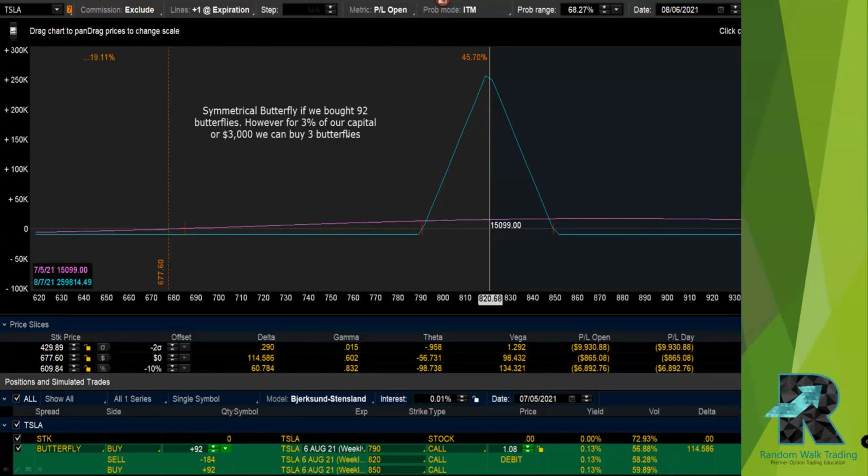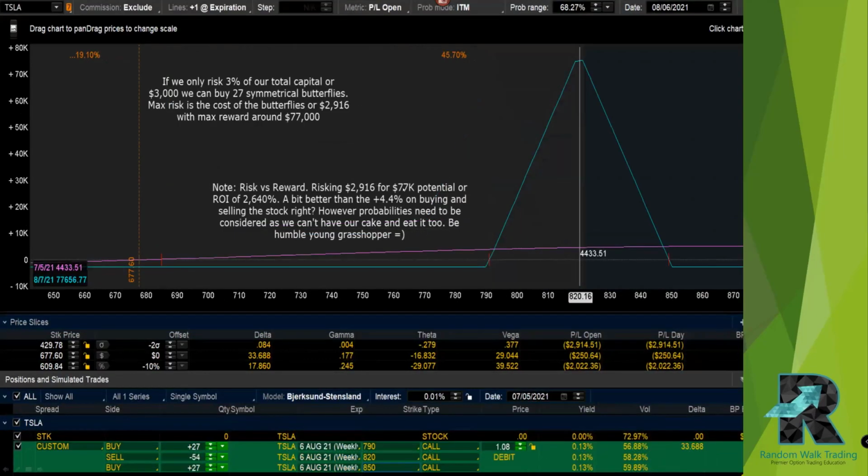But if you were to do 92 butterflies at $1.08, you're going to tie up about $9,500 to make a theoretical 250. It's a small chance, but you can see the power of the butterfly from a risk reward standpoint. We're only going to do 3 butterflies from the symmetrical standpoint. If we only risk 3% of the total capital, or $3,000, we can buy 27 symmetrical butterflies. So that brings our max risk to $2,900 and change, with a max reward about $77,000.